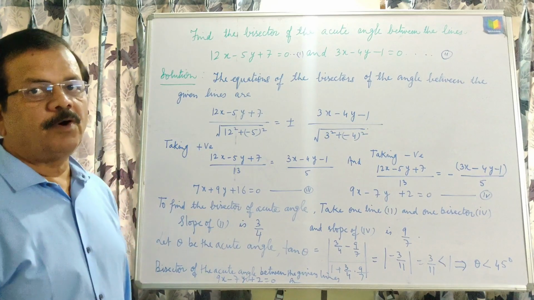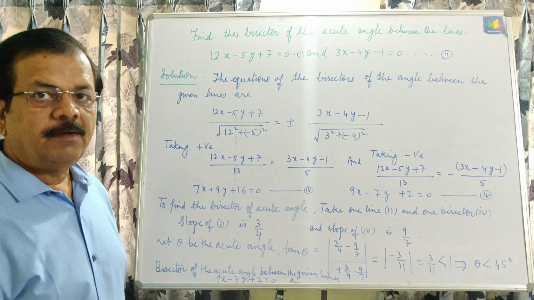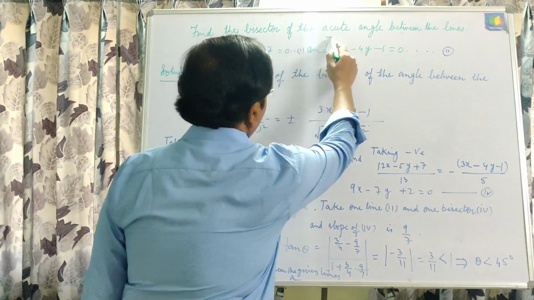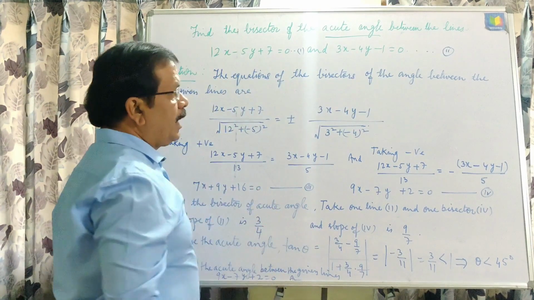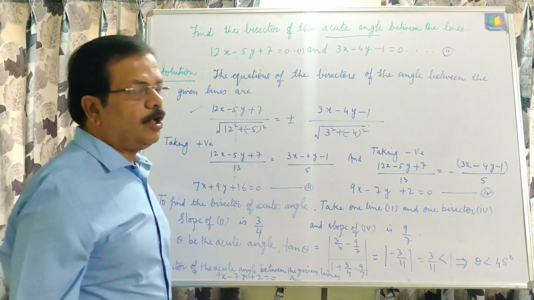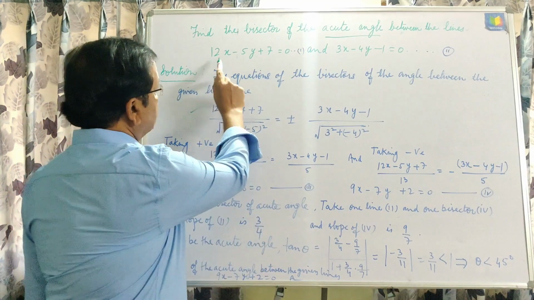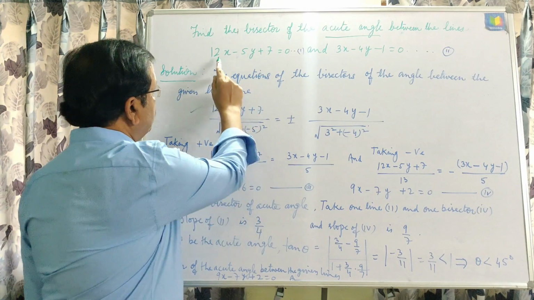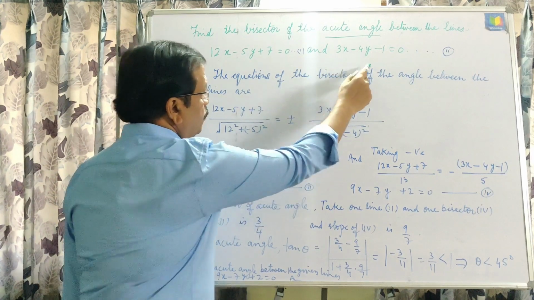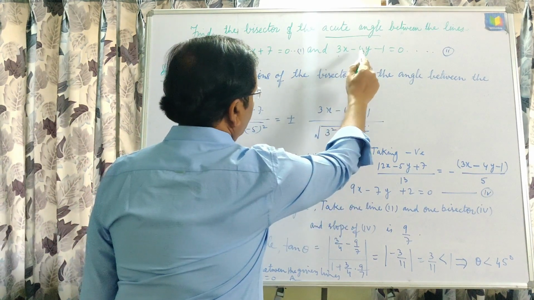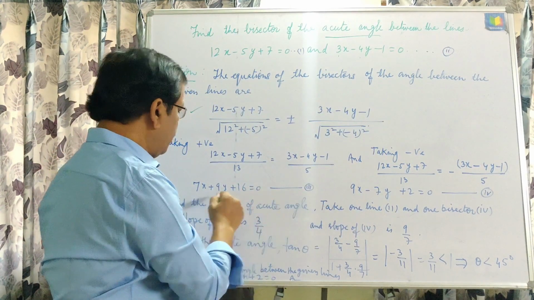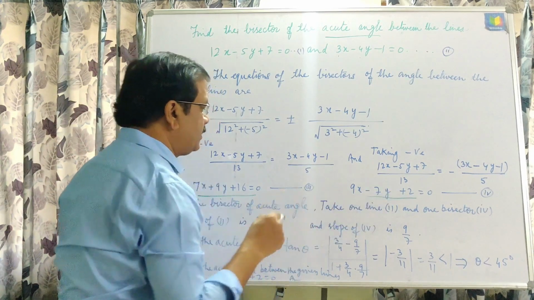This is another type of bisectors of angles between the lines. In this question, find the bisector of the acute angle between the given lines. For this type of question, first of all we will write the formula of angular bisector: 12x minus 5y plus 7 upon root this square plus this square is equal to plus minus 3x minus 4y minus 1 upon root 3 square plus minus 4 square. Then taking positive value and negative value, we are getting these two bisectors.